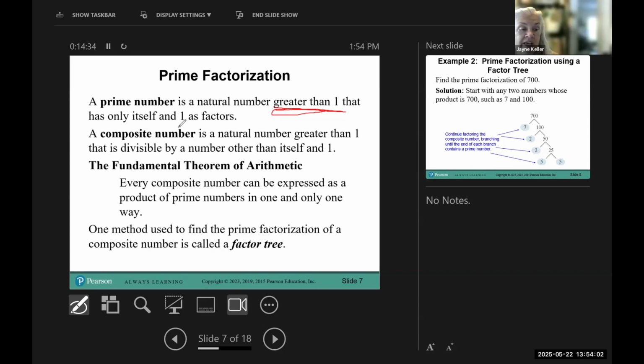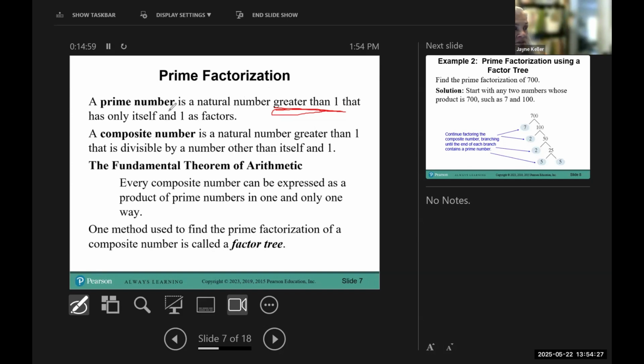And you might have noticed that the only even number that's going to be prime is 2, right? 2 only has factors of 1 and itself, but every other even number is going to have 1 and itself, and at least the number 2 would also be a divisor. So 2 is going to be the only even prime number.